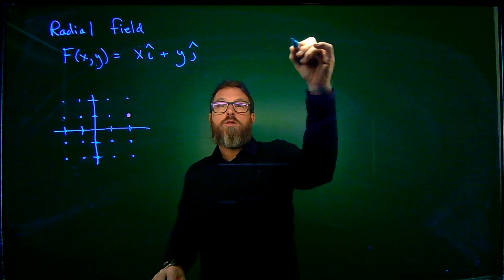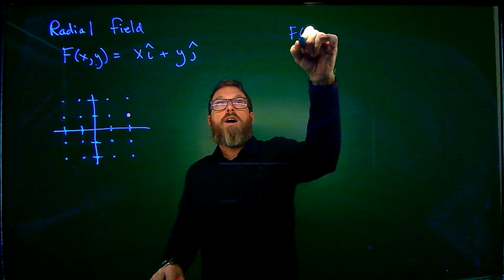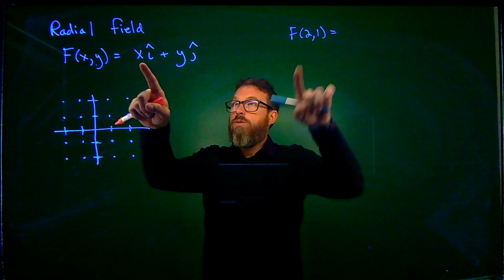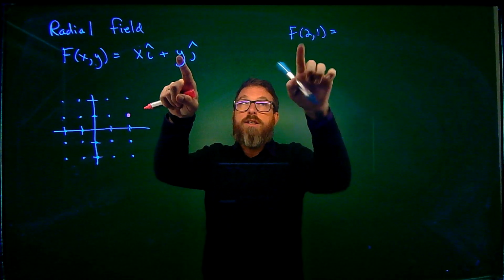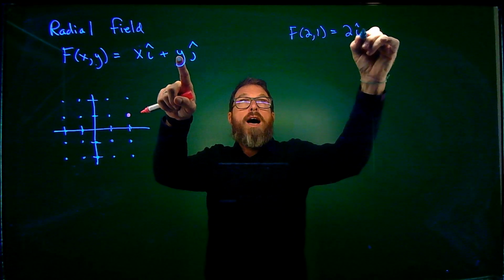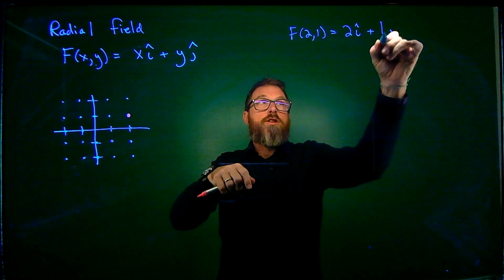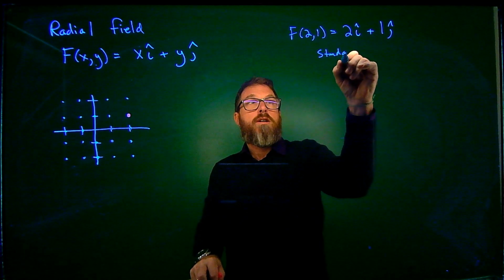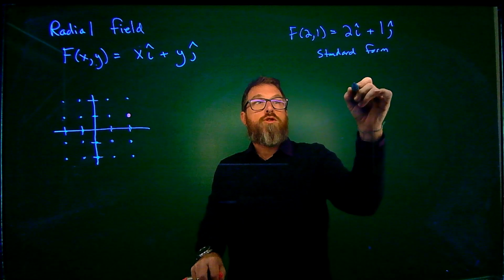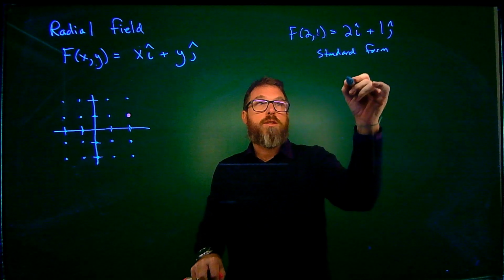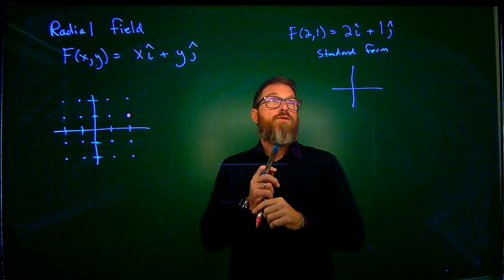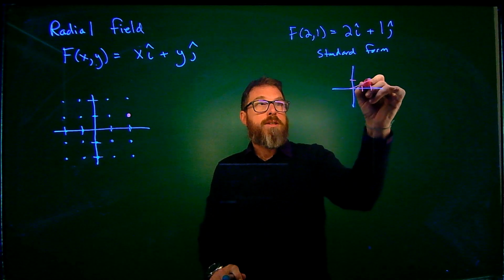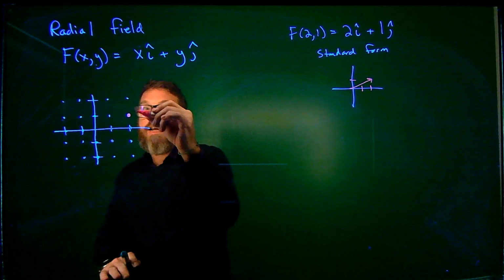So let's do the work over here. F of 2 comma 1 means x is 2 and y is 1. So this is going to be 2i plus 1j. And if I put these in, I'm going to graph them in standard form, and then we will move them, because remember, a vector can be moved to any spot in space. So in standard form, this goes over 2, up 1, so it's going to look like this. Now I'm going to take the tail of that vector and put it right on this dot, so it's going to look like this.